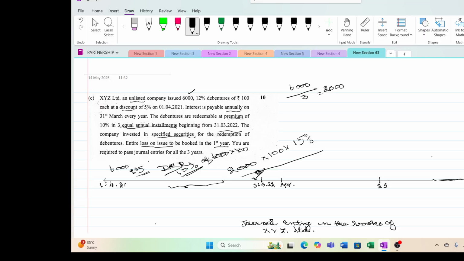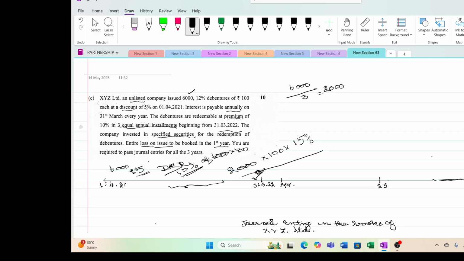But in the next year, you would have already redeemed 2,000. So you would have only 4,000 debentures. Only for those debentures you have to pay interest in the second year, and in the third year, only for the remaining 2,000 debentures you have to pay the interest. Okay, and one more point you have to keep in mind. The interest you have to debit to the statement of profit and loss account and credit to the interest on debentures account. So it is a loss to the company.